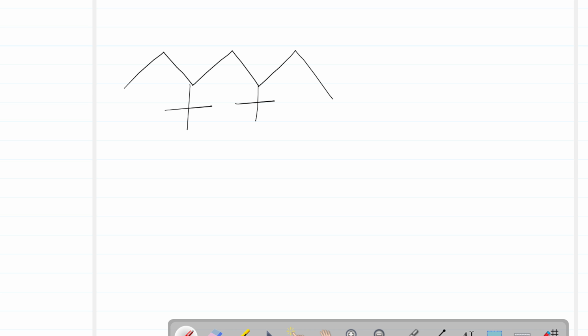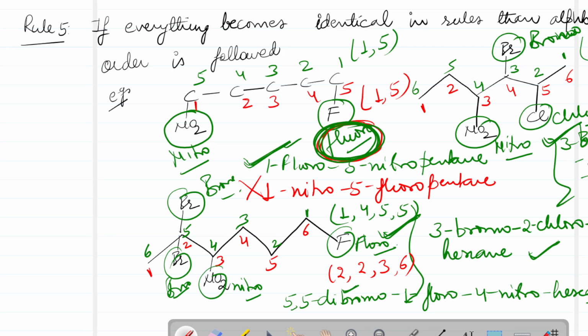So here is another example. In this lecture I have discussed 5 rules to name the organic compounds. I hope you have understood the concepts involved in naming such compounds.